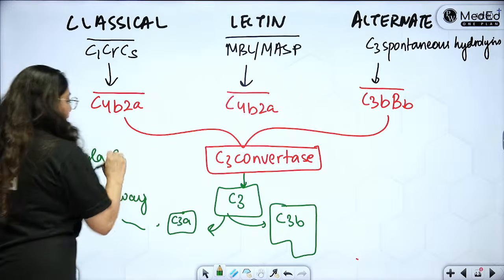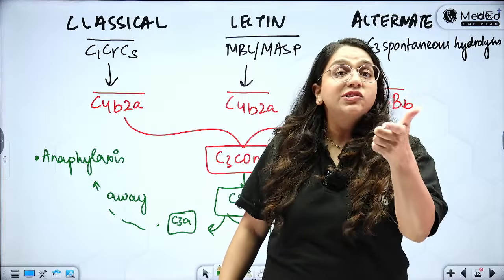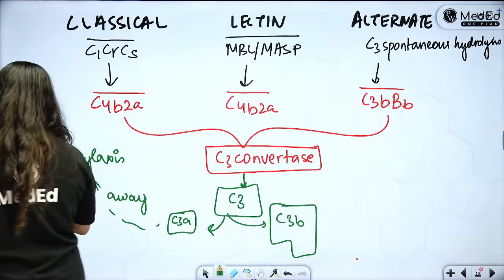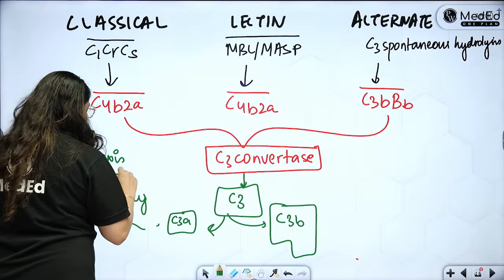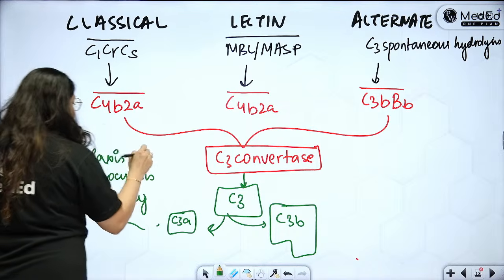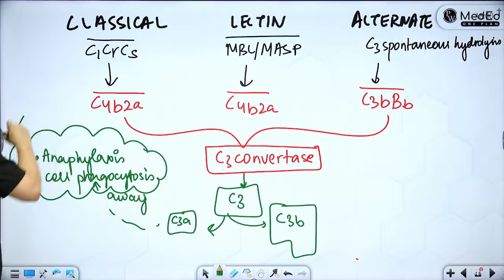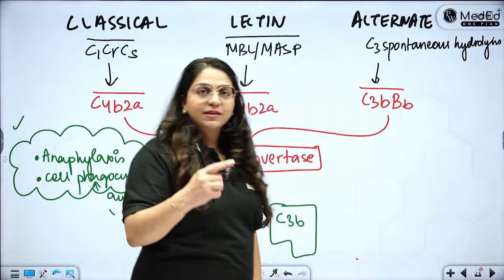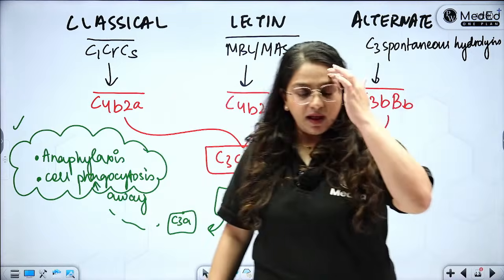Anaphylaxis. Don't you think one of the effects of this is anaphylaxis? It will also cause phagocytosis. So if you have to write the final outcomes of complement pathway activation, one of the final outcomes is anaphylactic response and cell phagocytosis. It is one of the effects.